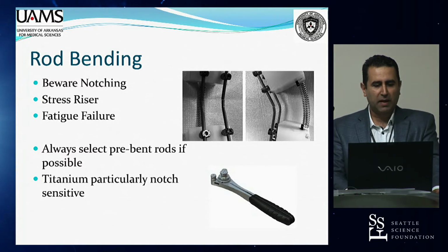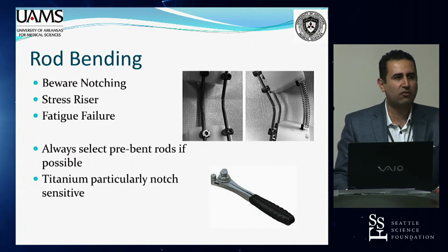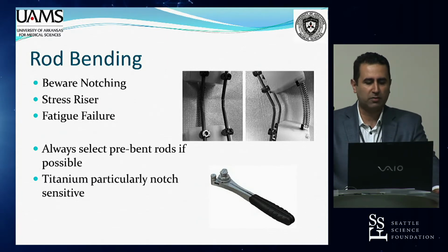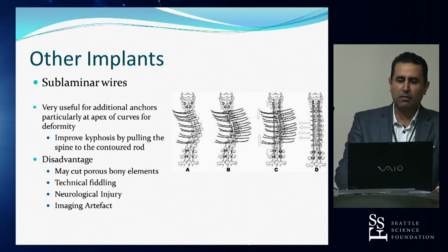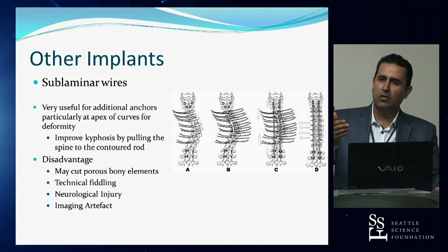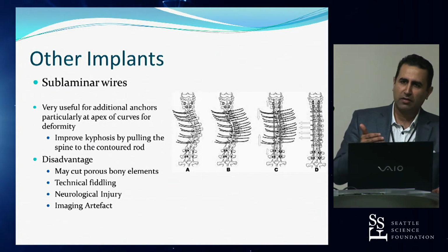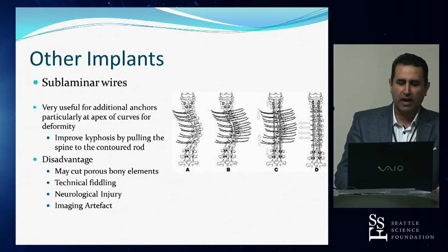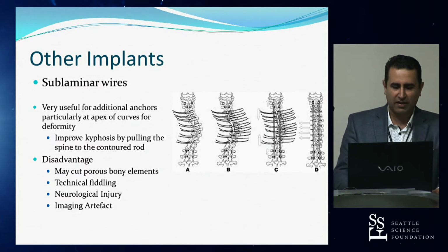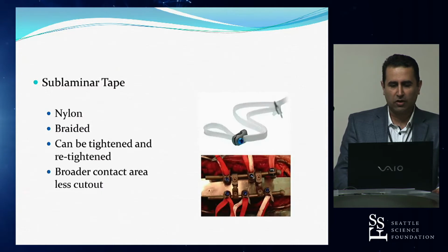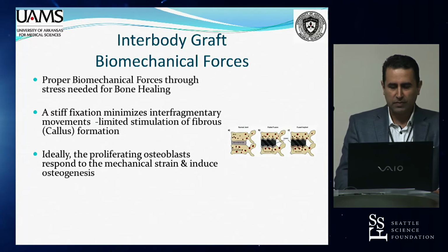We talked about rod bending. Beware. Select pre-bent rods if it's possible. Titanium is particularly notch sensitive. There are other implants. There are sublaminar wires, where you can bring the spine to the rod, and you can do that across multiple different segments, so it shares that load. Its disadvantage is it can cut through bone, and you can have neurological injury. But there's sublaminar tape, which overcomes that by increasing the surface area.